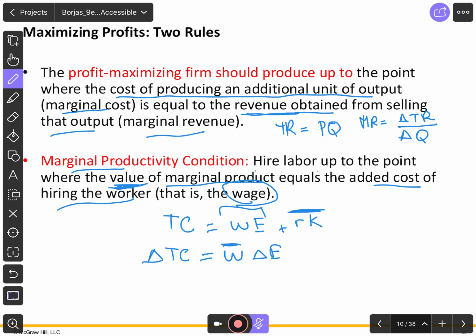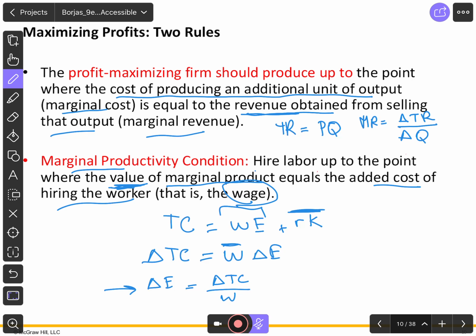Okay, so that's why we can always write that the change in E, the change in number of workers employed, is simply equal to the change in the total cost divided by W. Okay.